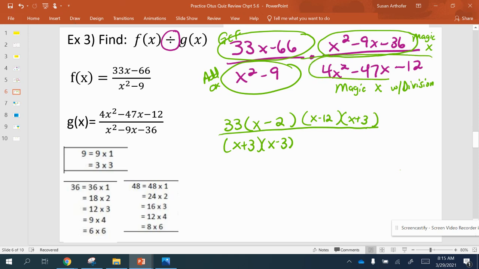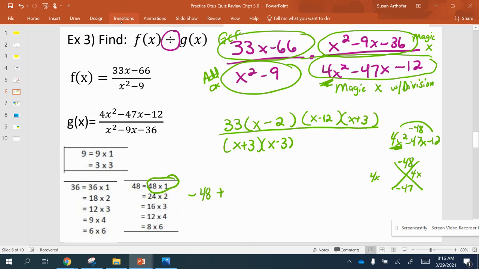Okay, and then the bottom one is magic X with division, and we know that because it has a 4 in the front. So 4x squared, 47x minus 12. So we're going to multiply front and back. 4 times -12 is -48. So what multiplies to -48 and gives us a 47? And since it has a 4x, I got to go 4x, 4x. Well, obviously, what multiplies to 48 and gives us a 47, 48 and 1. I need a -47, so -48 plus 1 would equal -47. So I need a -48 and a +1.